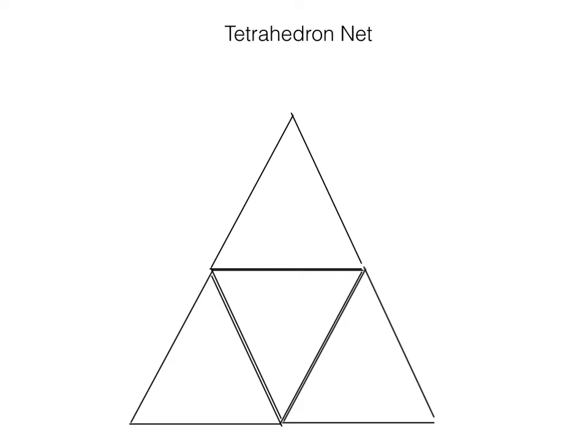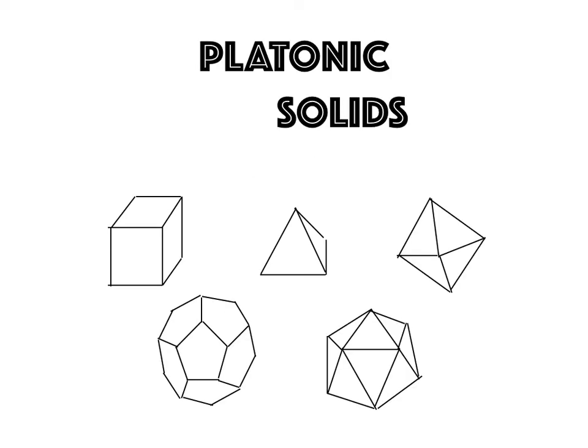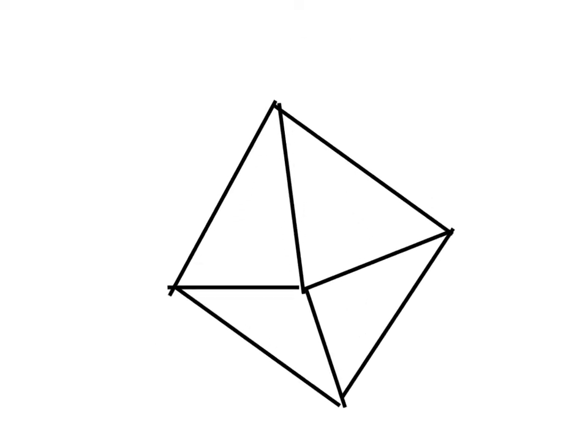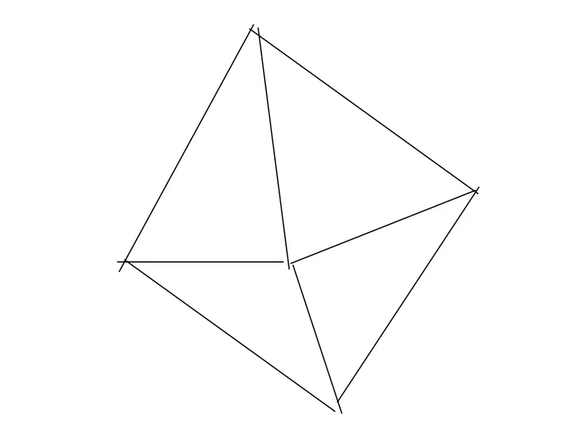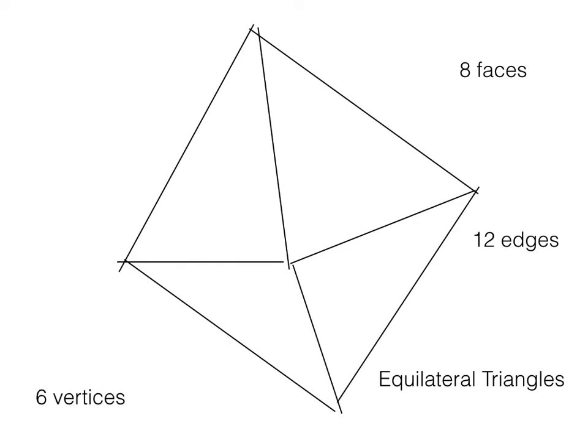Now we're going to be focusing on the octahedron, which is the next shape. It looks like this. It has 8 faces, 12 edges. It's made up of equilateral triangles like the tetrahedron. It has 6 vertices, 60-degree angles, and it stands for air.